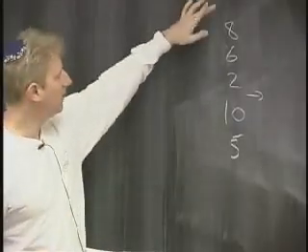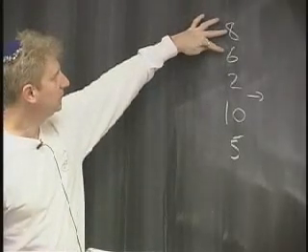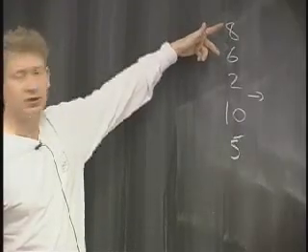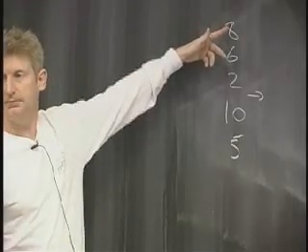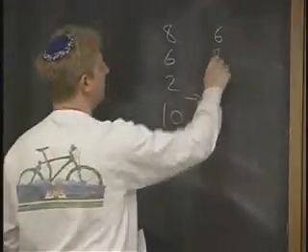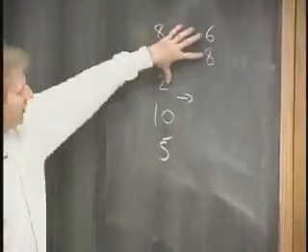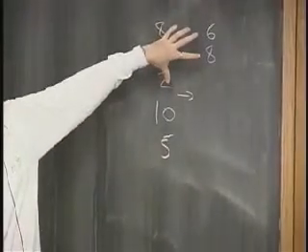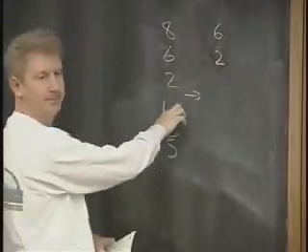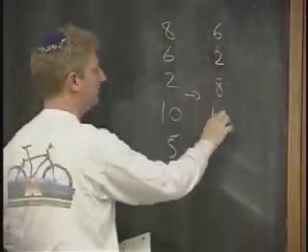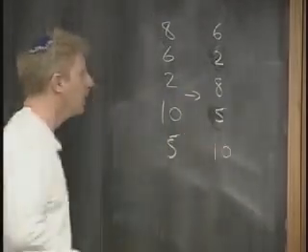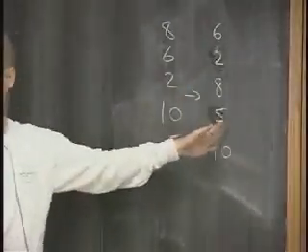So if the first one is bigger than the second one, you want to switch their locations. Okay? So in this case, that becomes 6 and then 8. And then you continue going down to the next pair, 8 and 2. So you get 2, 8. 8 and 10. 10 and 5, 5, 10. That's called one bubble procedure.